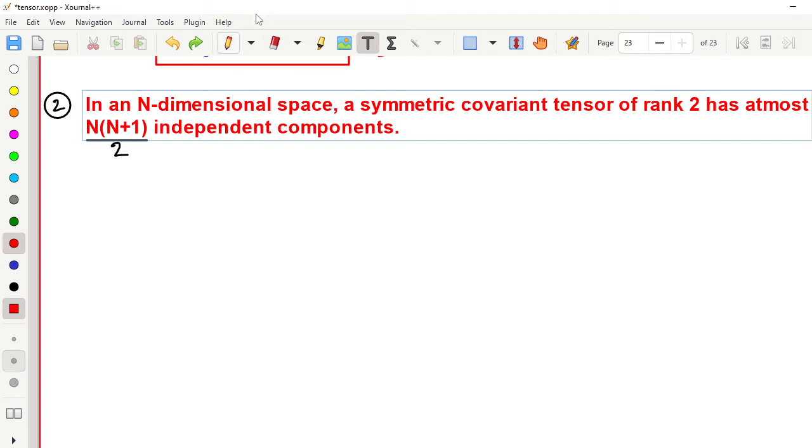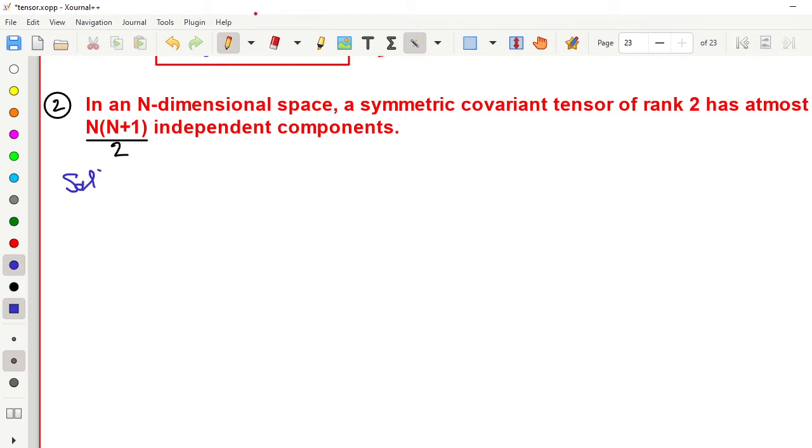তোমরা একটু অ্যাডজাস্ট করে নাও। So I go for the solution of this. আমি এটা সলিউশন করছি, কঠিন কিছু নেই, so nothing difficult over here. দেখো, aij be a symmetric covariant tensor of rank 2.